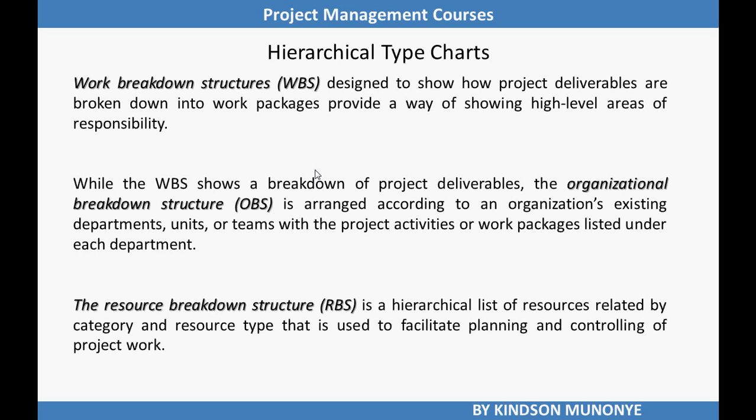While the work breakdown structure shows a breakdown of project deliverables in hierarchical form, the organizational breakdown structure is arranged according to an organization's existing departments, units, or teams with the project activities or work packages listed under each department. The resource breakdown structure is the 3rd type of the hierarchical type chart, and it lists the resources by category and resource types that is used to facilitate planning and controlling of project work.